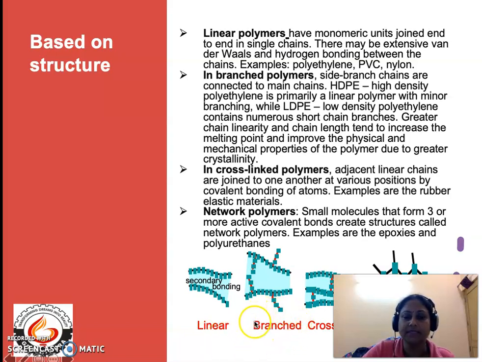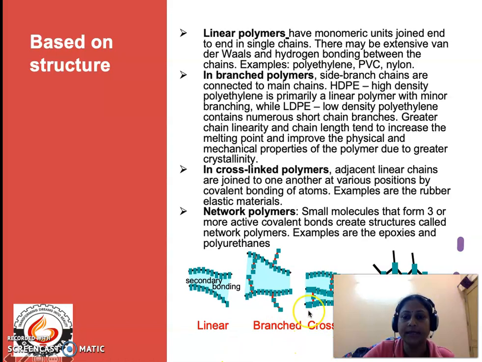Now, as the name suggests, in the branched polymers, the linear polymeric chains are attached to side chains. So that means there are small branches attached to the linear chain. Depending upon the type of branching, the polymers can be high density or low density. If the branching is minimum, the polymers are high density, and if the branching is extensive, the polymers will be having low density. A typical example of branched polymers is the polyethylene molecule.